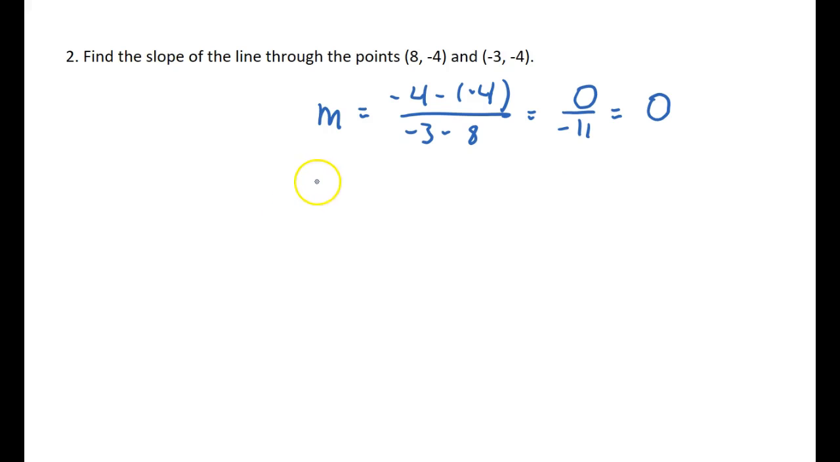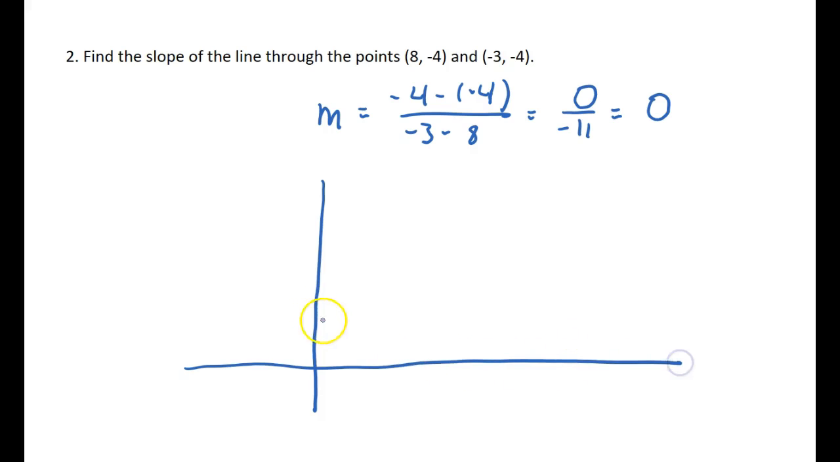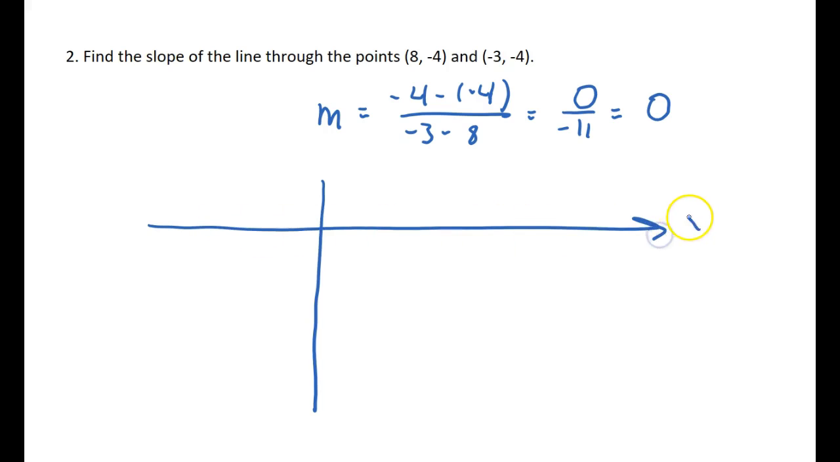Well, if we graphed this, okay, we would have a point at, wait a minute, let me change that. I want to put my x-axis up here. There's x, there's y. Okay, so I've got a point at 8, negative 4. 2, 3, 4, there's negative 4. 1, 2, 3, 4, 5, 6, 7, 8. Okay, there's 8, negative 4. And negative 3, negative 4, which is right here. I didn't do a very good job labeling this, did I? Okay, so there's negative 4.